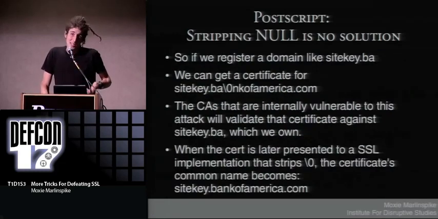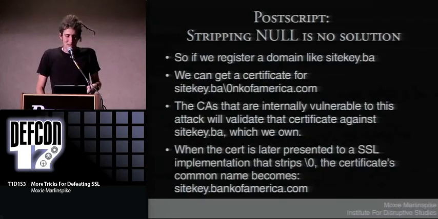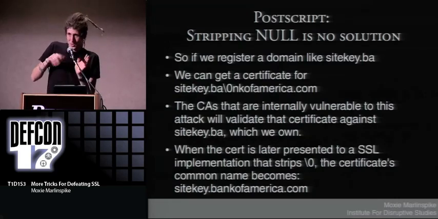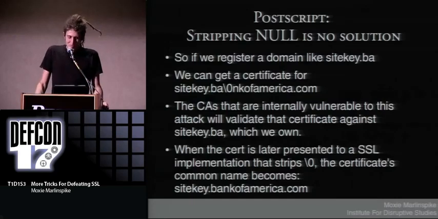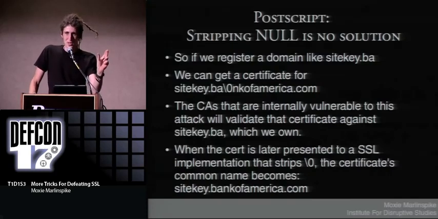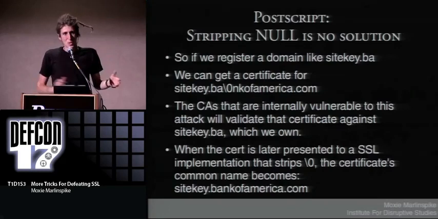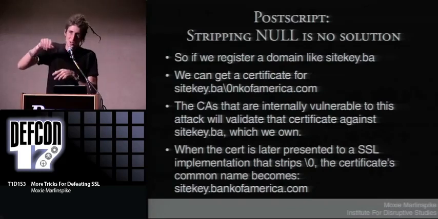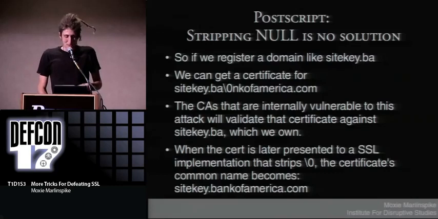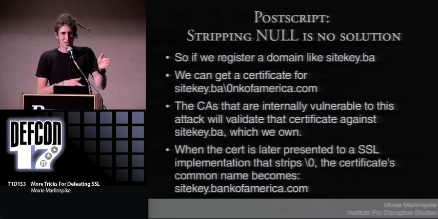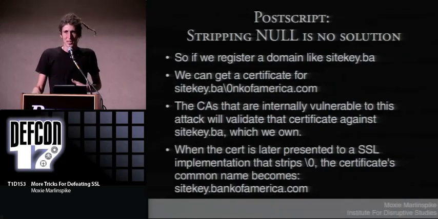So you could register a domain like sitekey.ba, and then you get a certificate for sitekey.ba null character incofamerica.com. When the CAs are internally vulnerable, they'll do the authentication against sitekey.ba, which you own, right? But then what you actually get back is sitekey.ba null character incofamerica.com. And then when you present this to an SSL stack that strips the null character, it becomes sitekey.bankofamerica.com. And that would validate correctly against Bank of America. So basically, every SSL implementation, I think, is vulnerable to some variation of this.